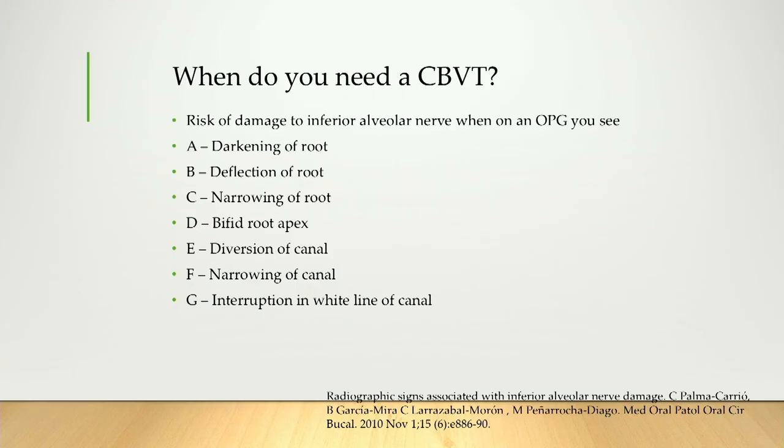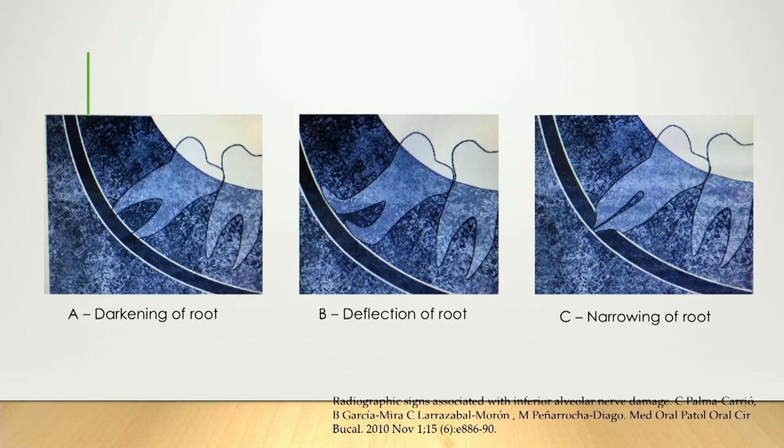Okay, so you could probably go into this in more depth yourself, but when you see an OPG with darkening of the roots, deflection, narrowing, bifid apex, all of these situations call for a CT scan if you're doing a wisdom tooth removal. So for instance, here the roots are darkened because they're crossing your nerve. There's a deflection of the root in this case. There's a narrowing of the root.